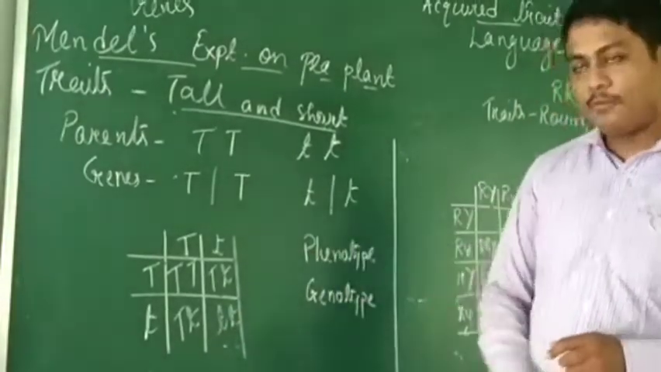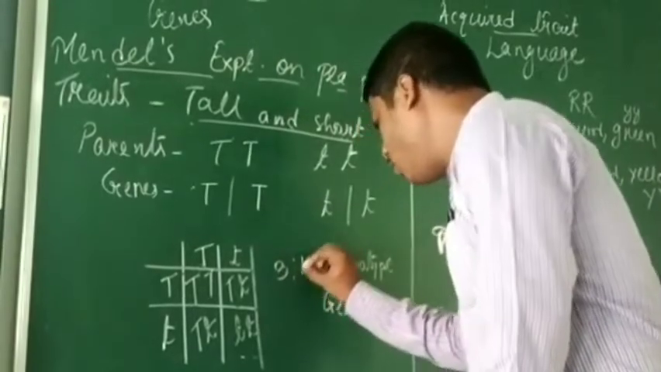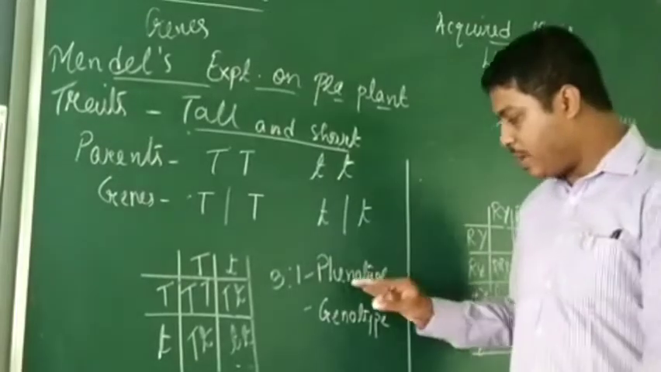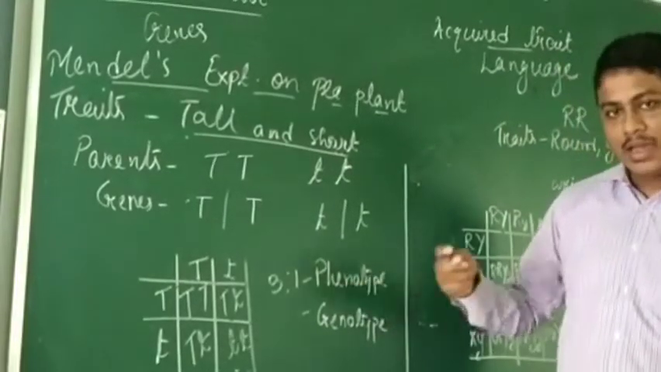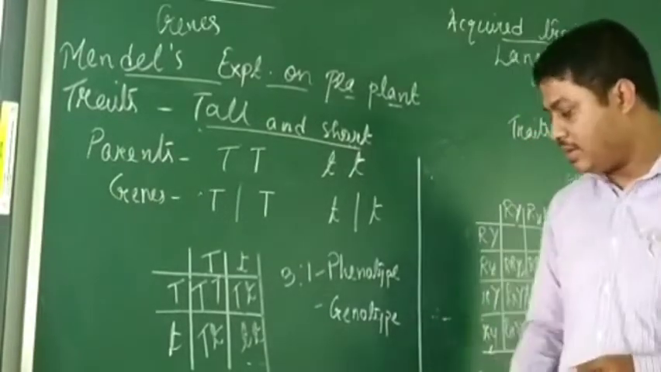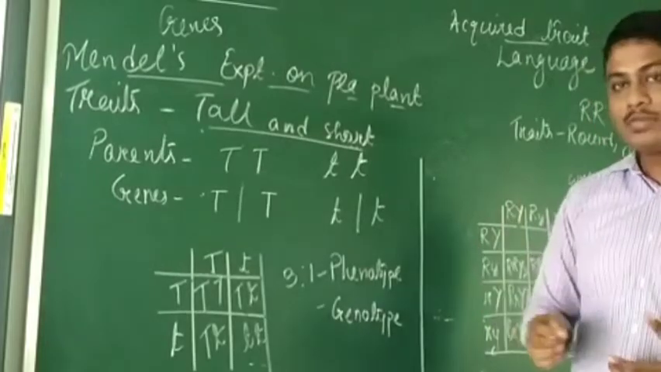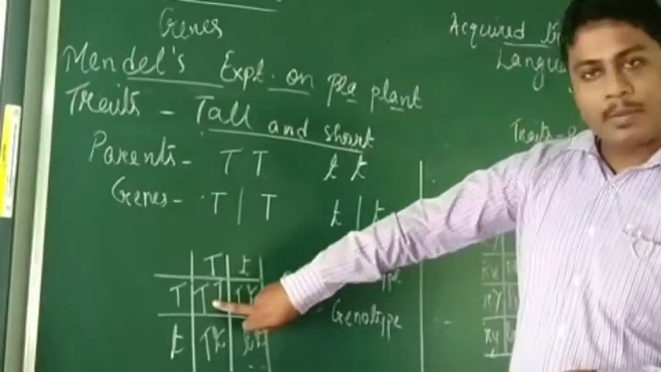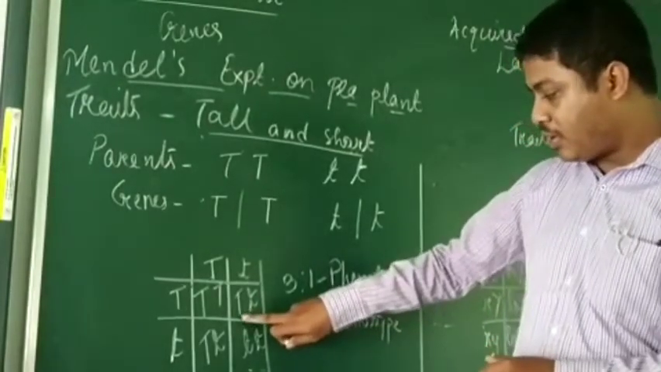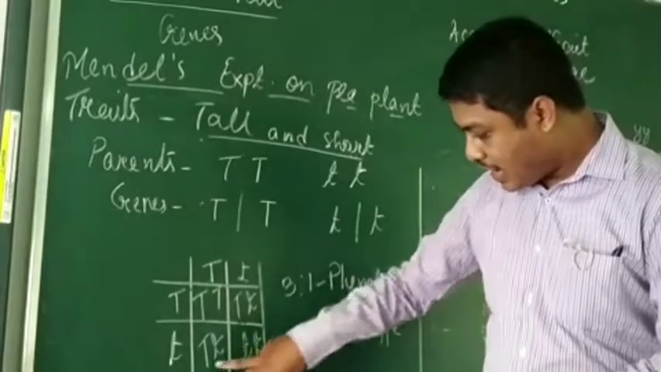So if you consider the phenotype, your phenotype ratio is 3:1. And the genotype. Now, what do we mean by phenotype and genotype? Phenotype is the physical appearance, like tall and short, which you see with your naked eyes. Genotype is the type of your genes. What are the types of genes present here? This is one type of gene, both letters capital T. This is another type of gene, because the letters are different, capital T and small t. This and this both are the same.